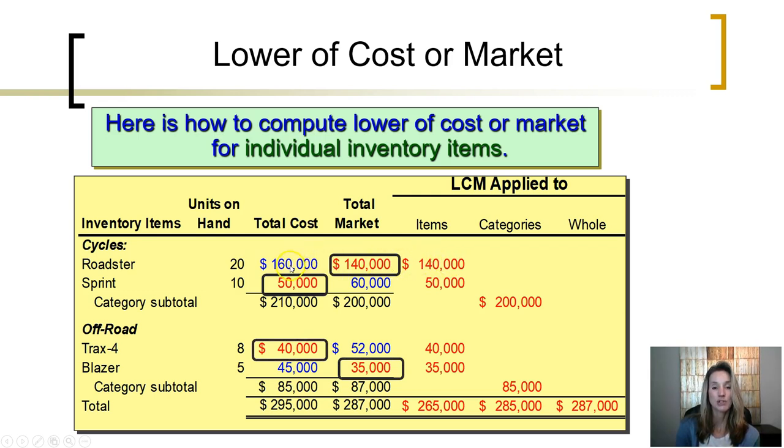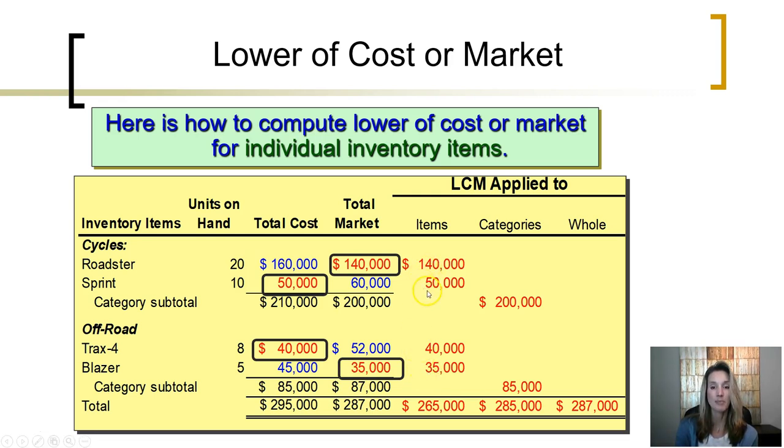If we look at the Roadster, compare the total cost to the current total market. We pick up whichever one is lower. The market is lower, so that is the amount that we are going to report for Roadsters. Sprints, the cost is lower than the market, so the cost will be reported. For Trax 4, cost is lower, so cost will be reported. And Blazer, the market is lower, so the market amount will be reported.